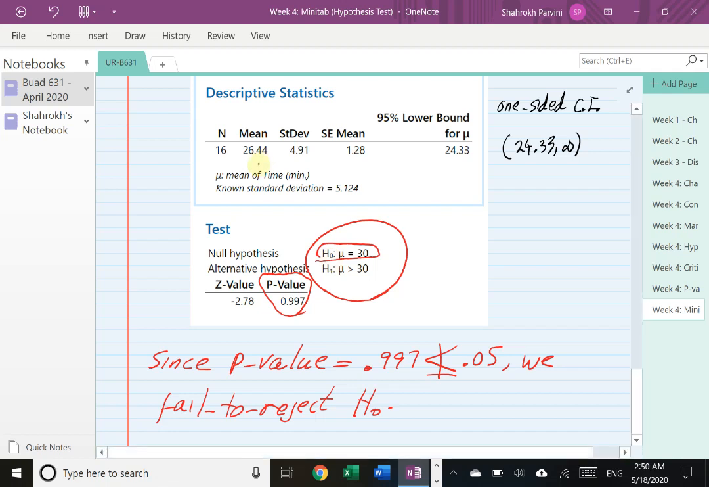And look at the sample mean, by the way, it showed 26 minutes, okay, which is less than 30 minutes. So the researcher did not gather evidence against that null.